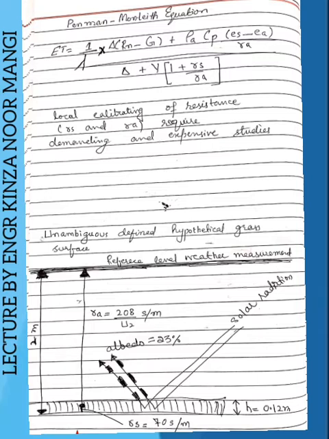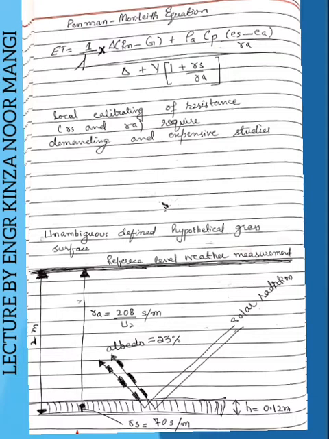They have kept the reference weather measurement at 2 meters. I told you earlier that there will be a specific height at which these constants will be kept in the series and calculated, at 2 meters. So these are the fixed values.